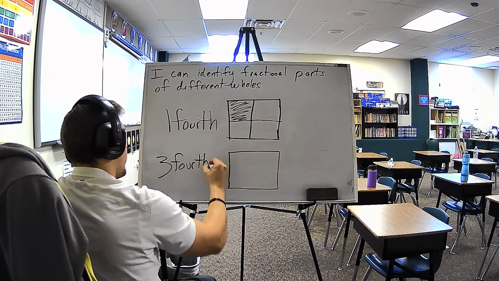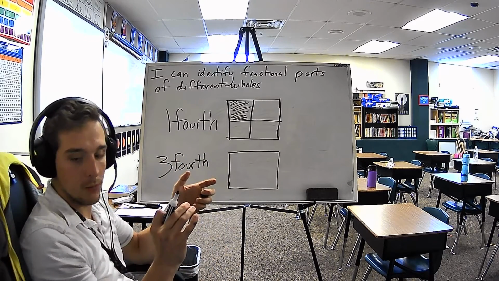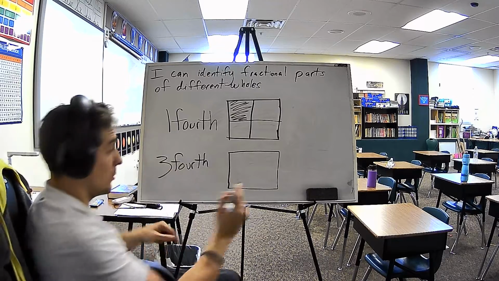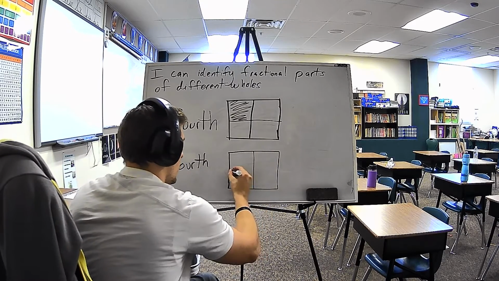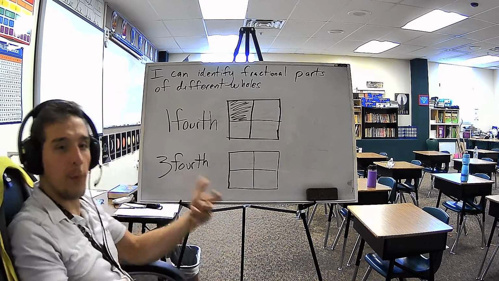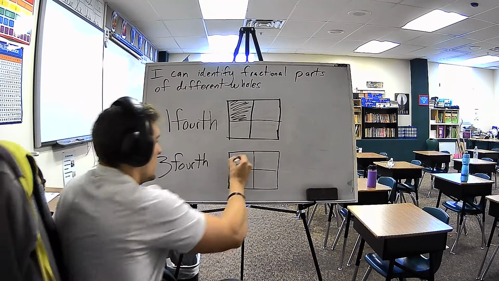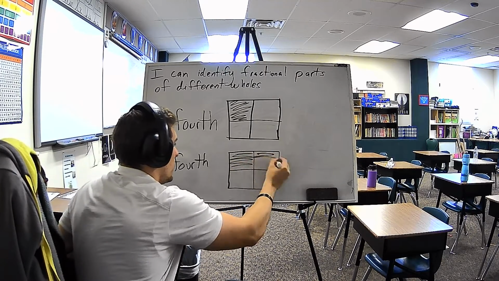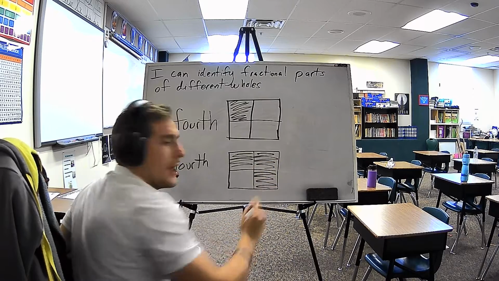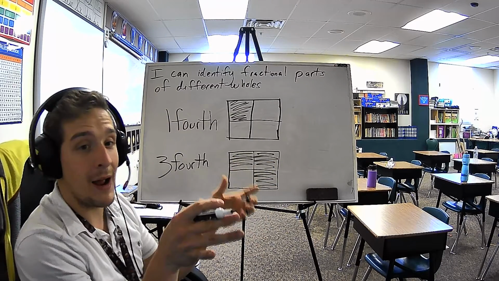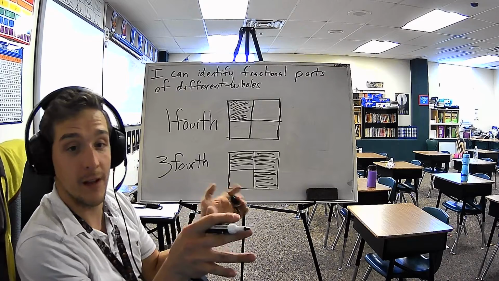You need to ask yourself that first question. What are we cutting it into? And we've already talked about it, so we're in fourths, so we'll cut that into fourths again. And how many fourths do we have? 3. So we fill in 1, 2, 3. And this is important too. It doesn't matter which ones you fill in, as long as you fill in 3 of them.